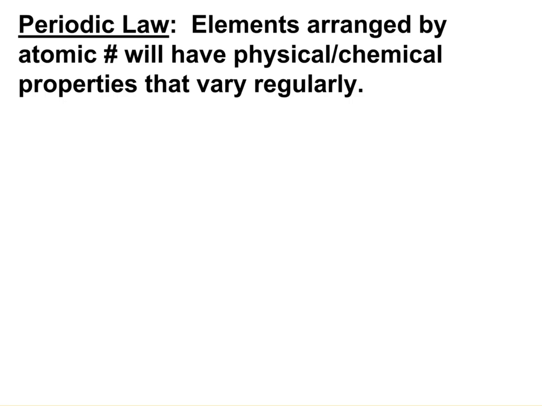Periodic law basically says that we can make some predictions on physical and chemical properties based on elements' position on the periodic table. It is usually stated that their properties vary periodically. In other words, they line up so that one column of elements has similar properties, like we just said with the families and or groups.